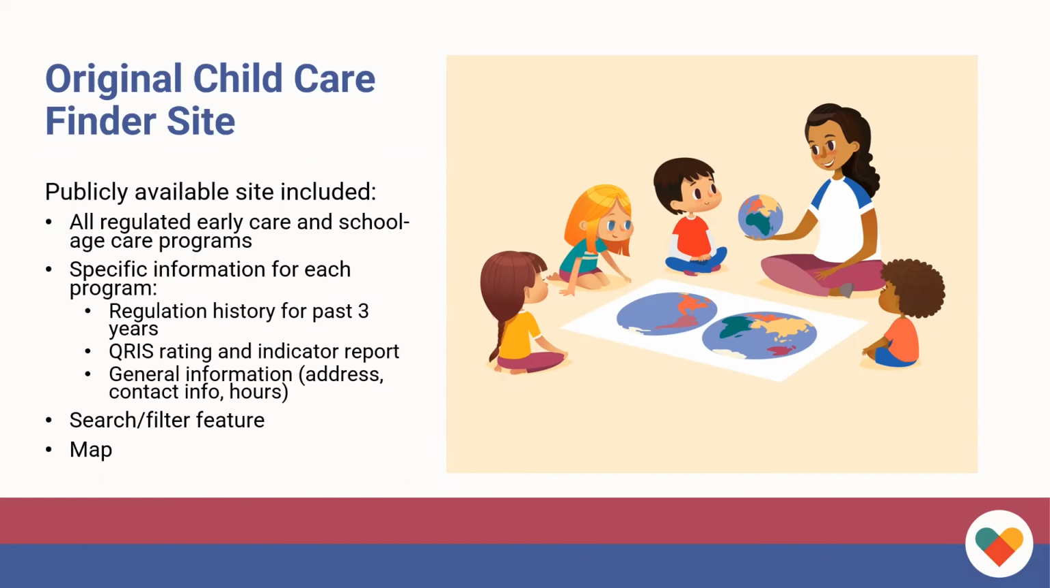Within that Child Care Finder site, we have a search feature where folks could search by address, by location, by name of program, by star rating, and things like that. And then we also have a map feature where it will show a variety of programs within a particular area that you might be looking for. Go ahead and go to the next slide.